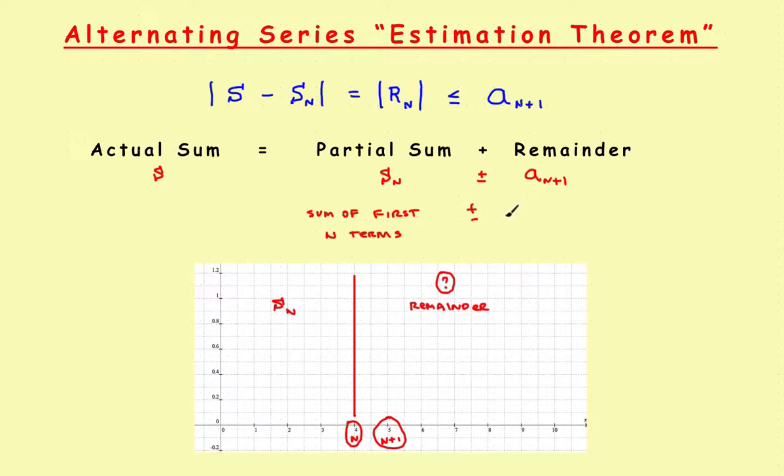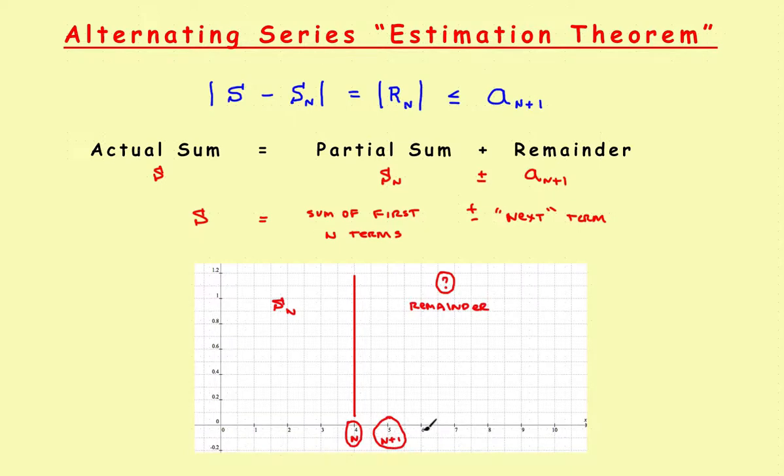All you have to worry about is what I call the next term. So let's think of it like this. This is what you're actually doing, and it makes a lot more sense than the formula. If you want to get the actual sum, it's the partial sum of the first n terms, plus or minus, and the biggest the remainder can be is whatever that next term is.